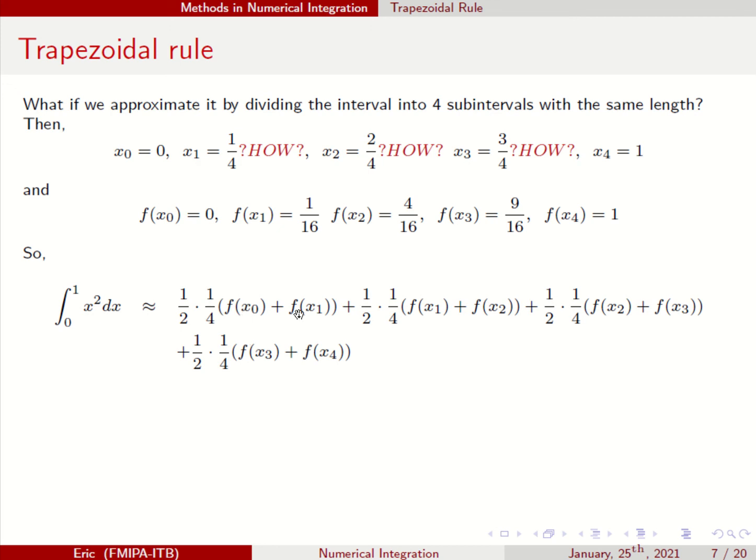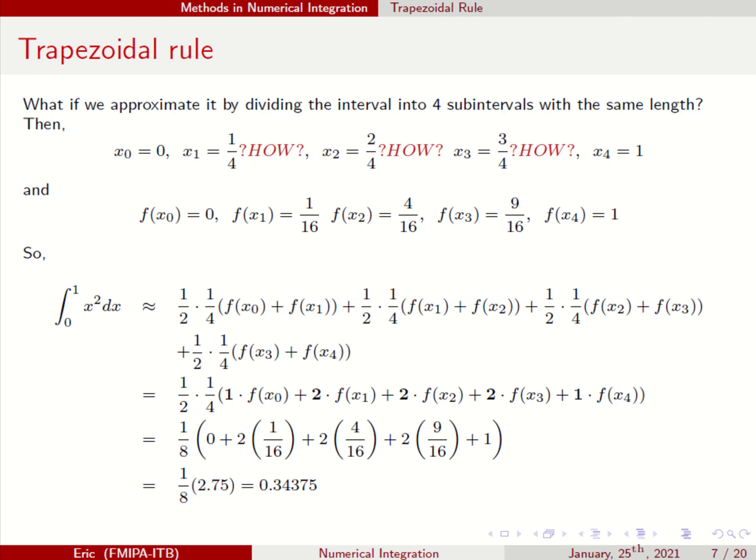But don't forget, these are the parallel sides: f(x0) plus f(x1), f(x1) plus f(x2), f(x2) plus f(x3), and so on, and I can use the distributive law. So I have, look again, the pattern 1, 2, 2, 2, 1. And I have this one. And this is the approximation.